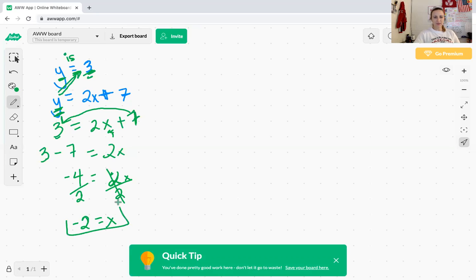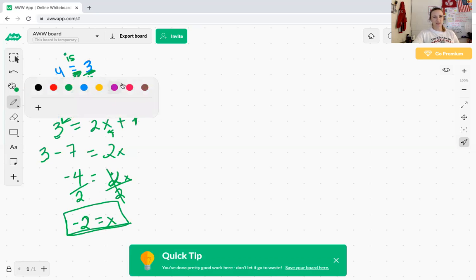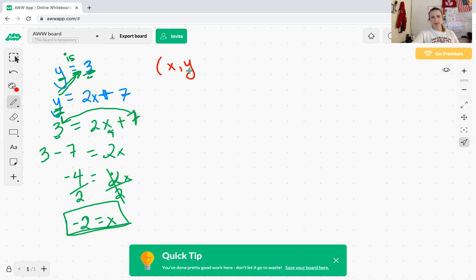Now what makes this different from a regular old equation after we substitute is the fact we have to write our answer out in a specific way. Like with solving systems by graphing, we wanted to write the point. We want to write this value as a point. So your x value always comes first, and we said that x equals negative 2, and that our y is going to be 3, so y is 3.